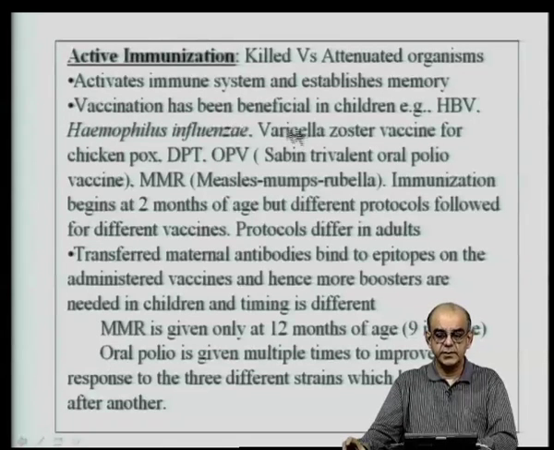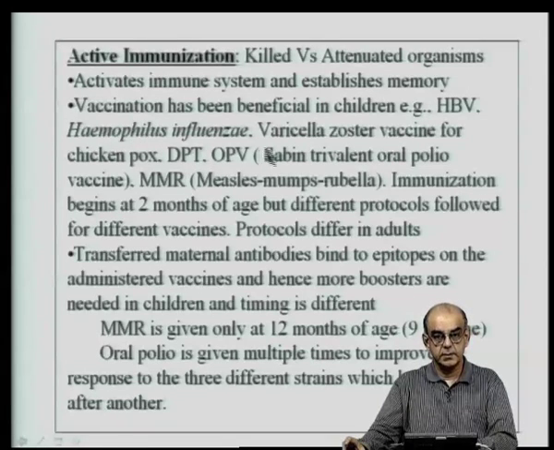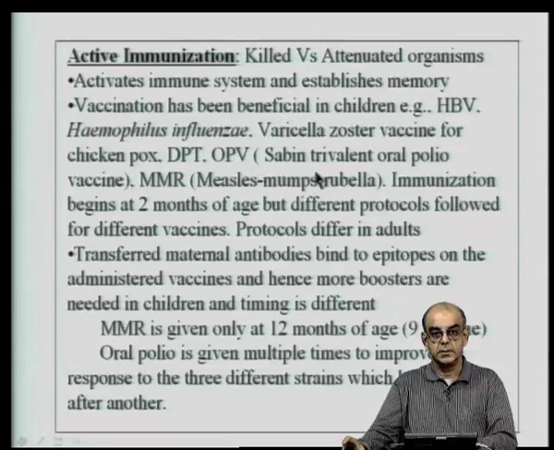Vaccination has been beneficial in children. For example, hepatitis B virus, Haemophilus influenzae, and the varicella zoster vaccine has been used for chickenpox. DPT is very famous, the diphtheria, pertussis, tetanus vaccine. OPV, which is the Sabin trivalent oral polio vaccine, is delivered orally. OPV stands for oral polio vaccine. MMR stands for measles, mumps and rubella.